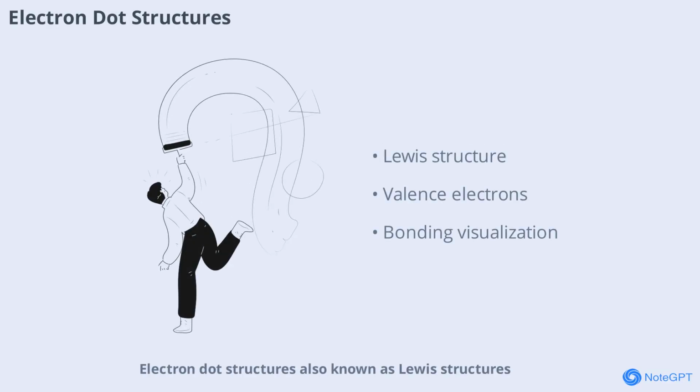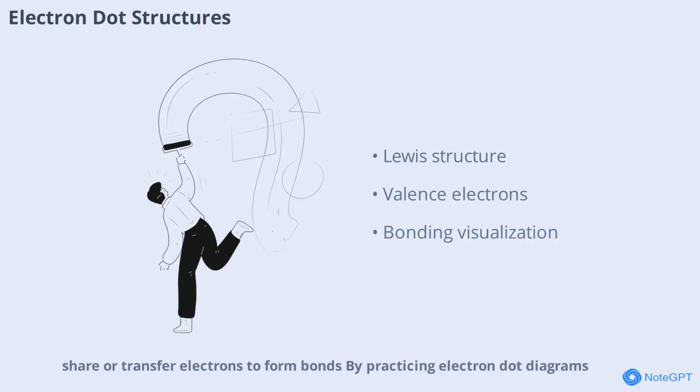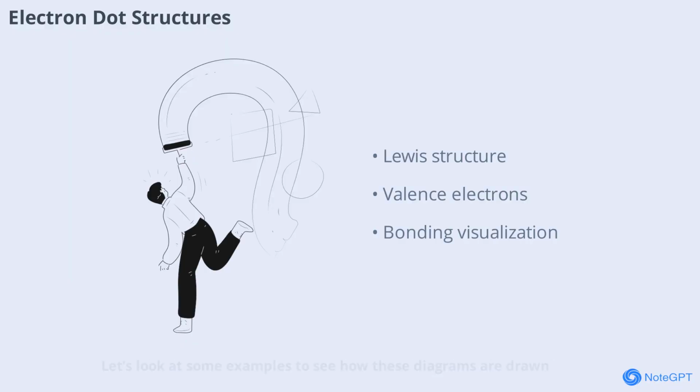Electron dot structures, also known as Lewis structures, are diagrams that show the bonding between atoms and the arrangement of valence electrons. These structures help visualize how atoms share or transfer electrons to form bonds. By practicing electron dot diagrams, you can better understand the formation of ionic and covalent bonds. Let's look at some examples to see how these diagrams are drawn.